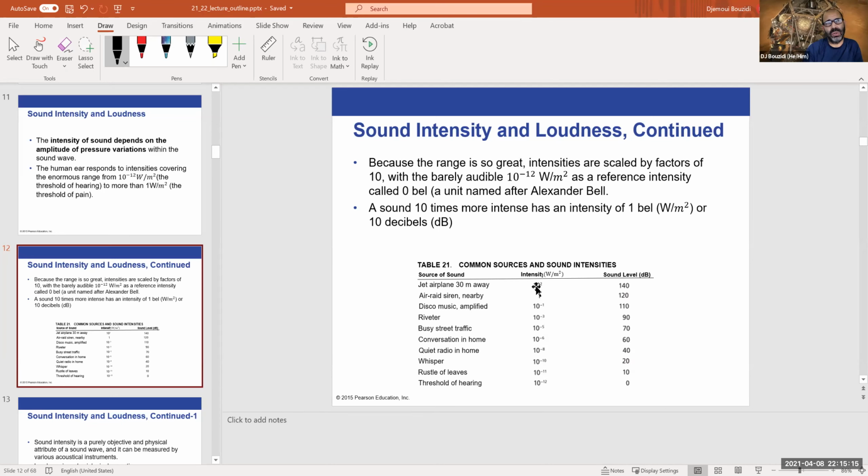This one is 10 to the power 2 divided by 10 to the negative 12, which is 2 minus negative 12, which is 2 plus 12, and that is 14. When you take the log of 10 to the power 14, it's just 14. Don't forget to multiply it by 10 to get 140 decibels.